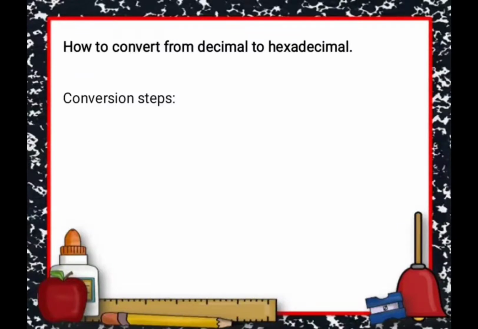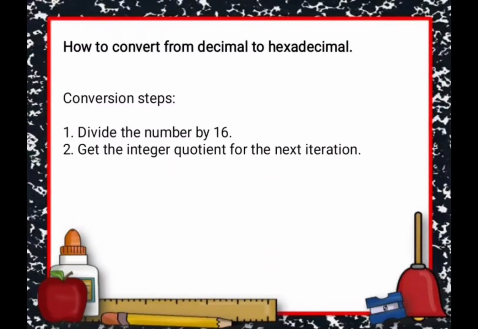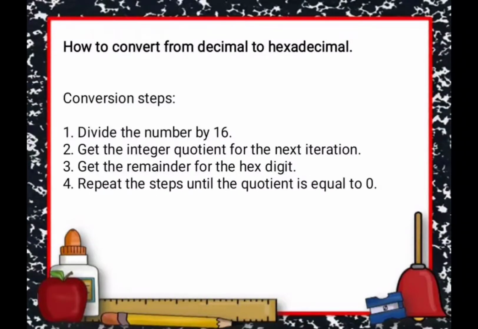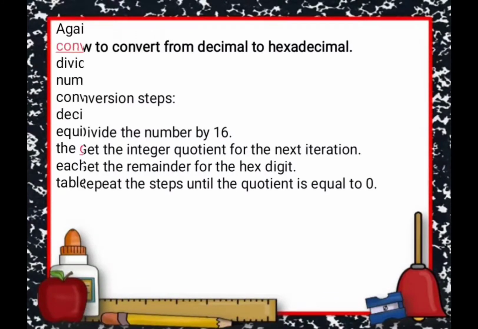What are the steps? Step 1, divide the number by 16. Step 2, get the integer quotient for the next iteration. Step 3, get the remainder for the hex digit. Step 4, repeat the steps until the quotient is equal to 0. Those are the 4 steps in converting decimal to hexadecimal number.